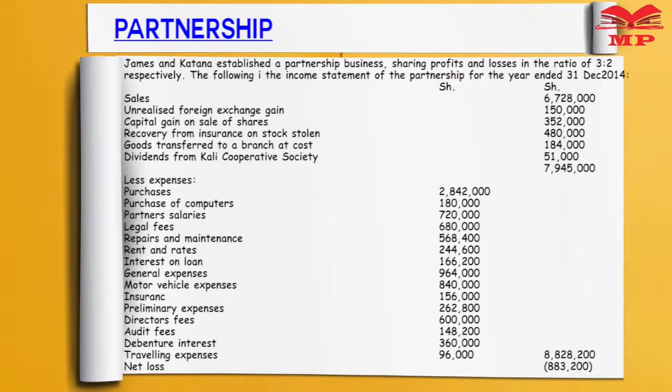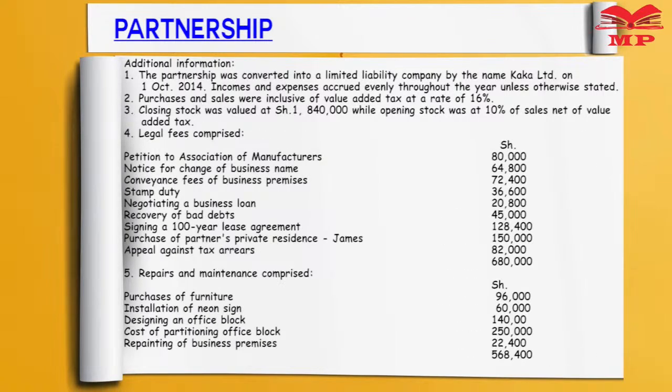Then the expenses, which are purchases, purchase of computers, partner salary, legal fee, repair and maintenance, rent and rates, interest on loan, general expenses, motor vehicle expenses, insurance, preliminary expenses, director's fee, audit fees, debenture interest, traveling expenses, and net loss. Additional information number 1, the partnership was converted into a limited liability company by the name Kaka Limited on 1st October 2014. Incomes and expenses accrued evenly through the year unless otherwise stated. Number 2, purchases and sales were inclusive of VAT at the rate of 16%. Closing stock was valued at 1,840,000, while opening stock was at 10,000 of the sales, net of value added tax.